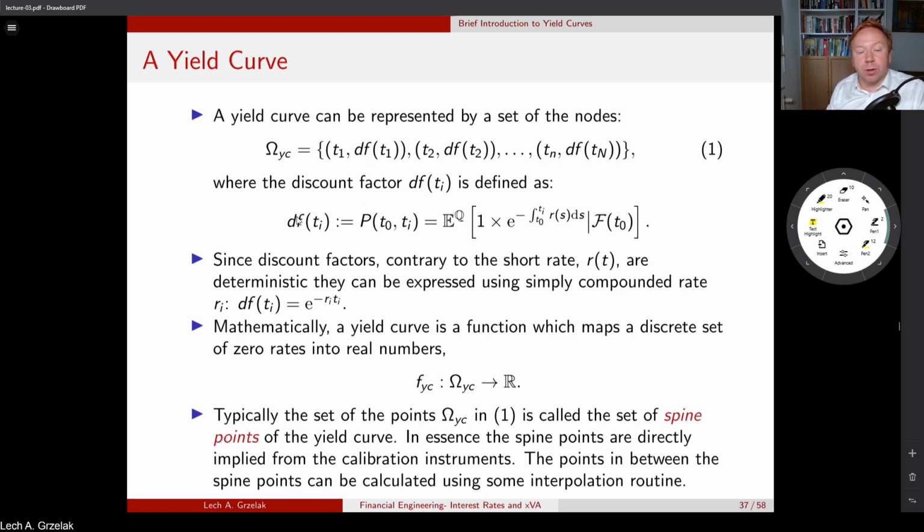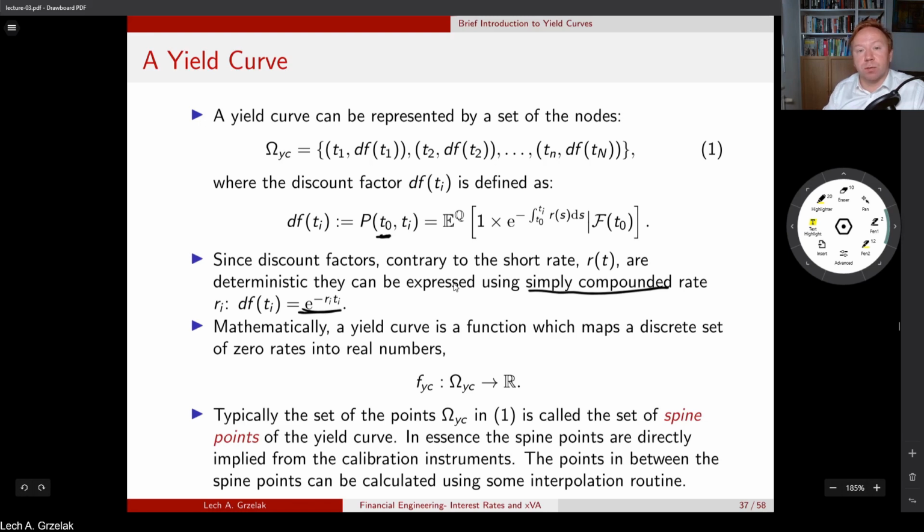And then by definition, as I have written in the previous slide, dfti is equal to the zero coupon bond. This is important. This is actually today, so from today to a particular moment. And then we have discounting from time ti to time t0. So we have this integral, and we encapsulate that by imposing that this stochastic expectation is represented as the simply compounded rate. So it's a simply compounded rate.